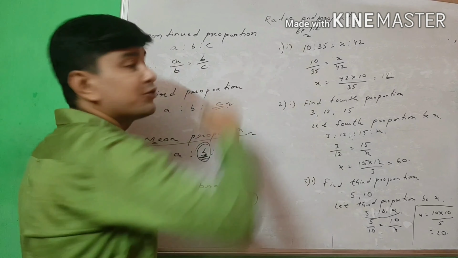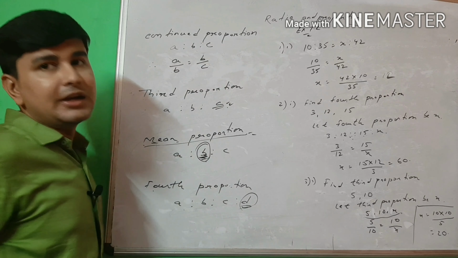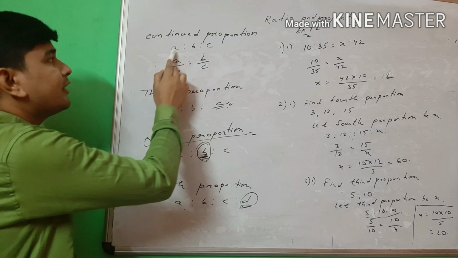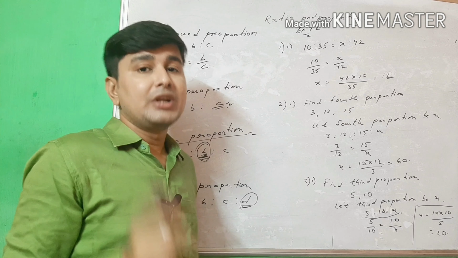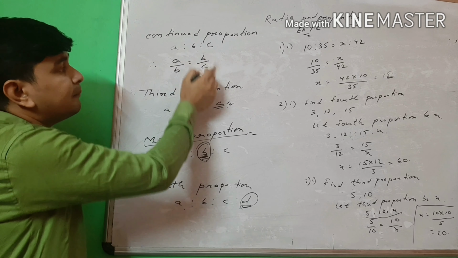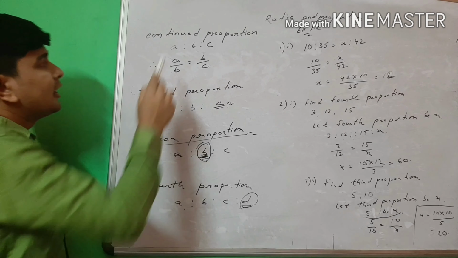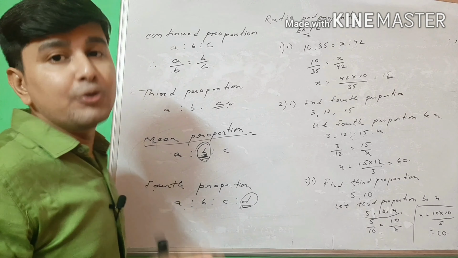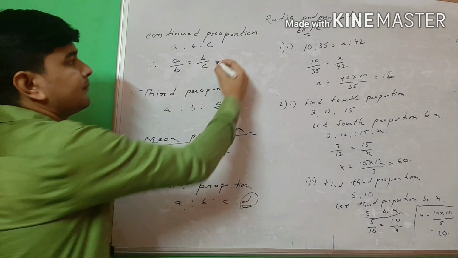Okay. Ratio and proportion, exercise 7.2. In this exercise, the main topic is continued proportion. Clear? Three quantities of the same kind A, B, C are said to be in continued proportion if the ratio A to B is equal to the ratio B to C. Clear? What I am saying is, the main topic is continued proportion.